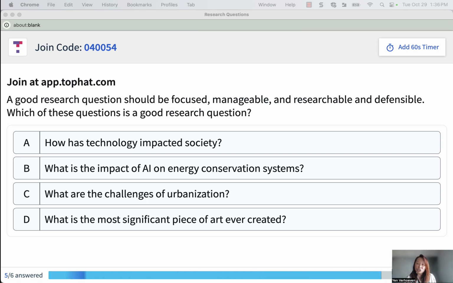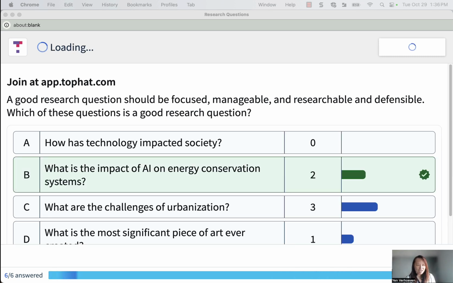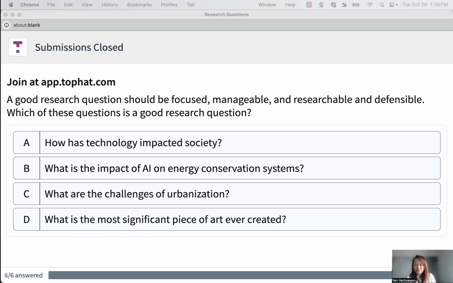And this can get a little tricky, okay? So this is actually the reason why I put this question up. It's one of the ones that a lot of students miss because research questions are hard. All right, everybody ready? Okay, so I have people answering A's, B's, C's, so a little bit all over, right? Okay, so the correct answer is actually B, okay? What is the impact of AI on energy conservation systems?